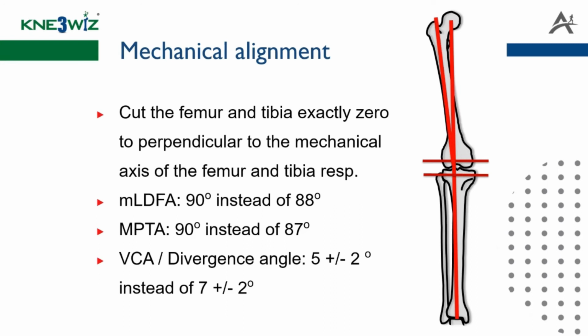The VCA was kept at 5 degrees to ensure perpendicular cuts. This also made the instrumentation easy as the cuts were performed at 90 degrees to the mechanical or the vertical axis.